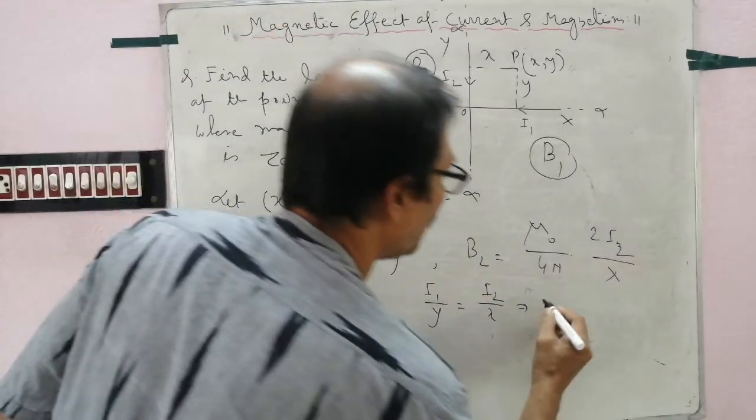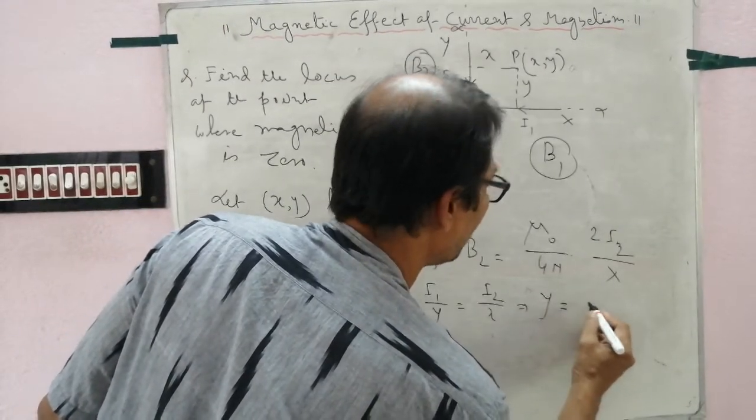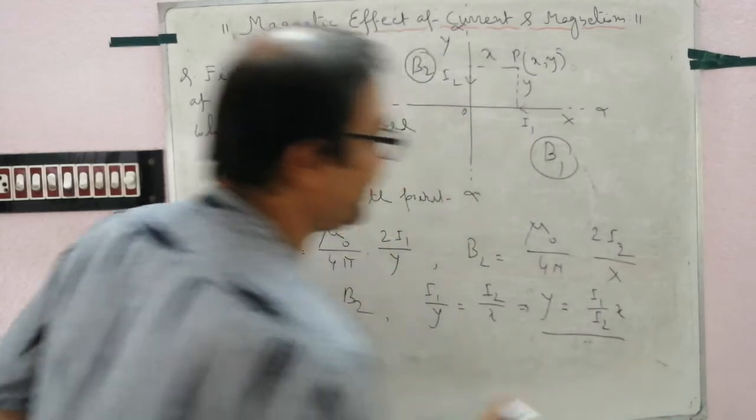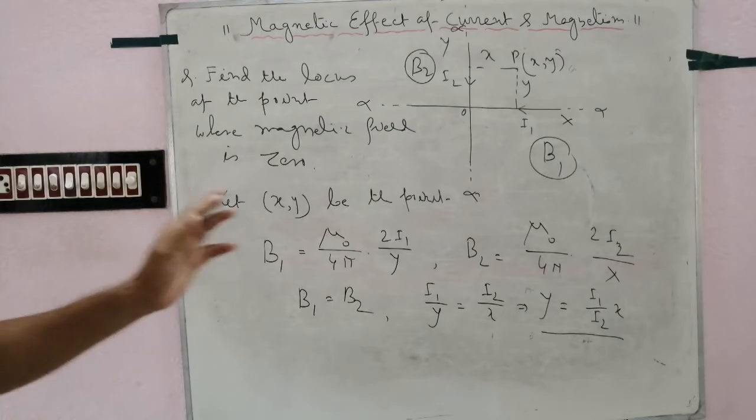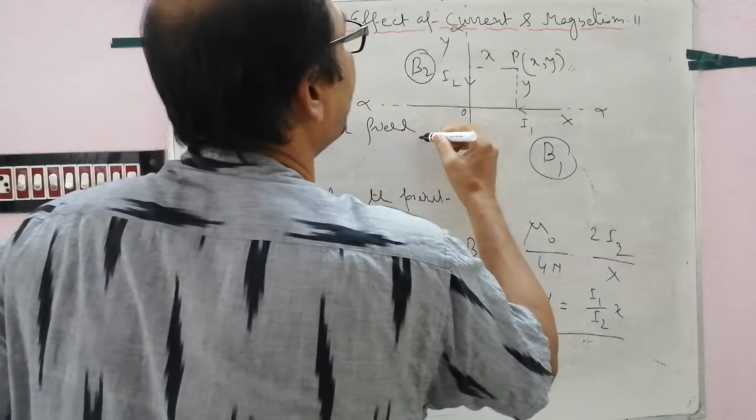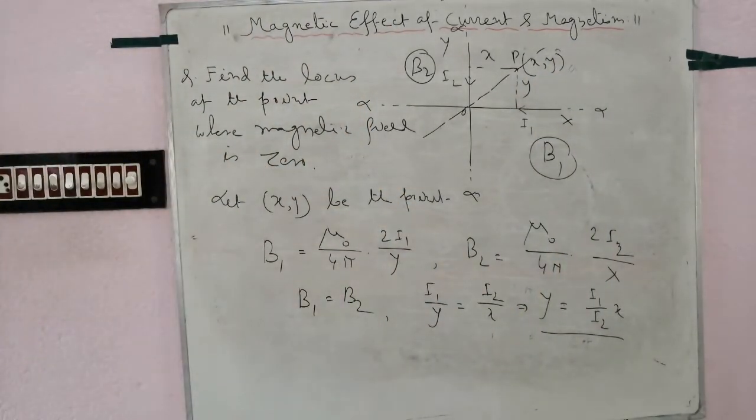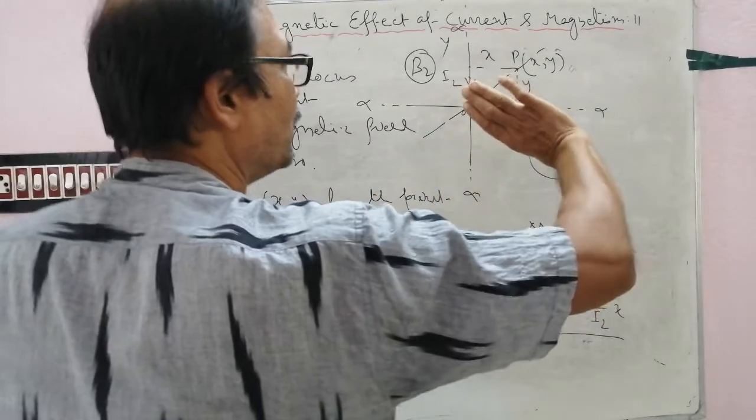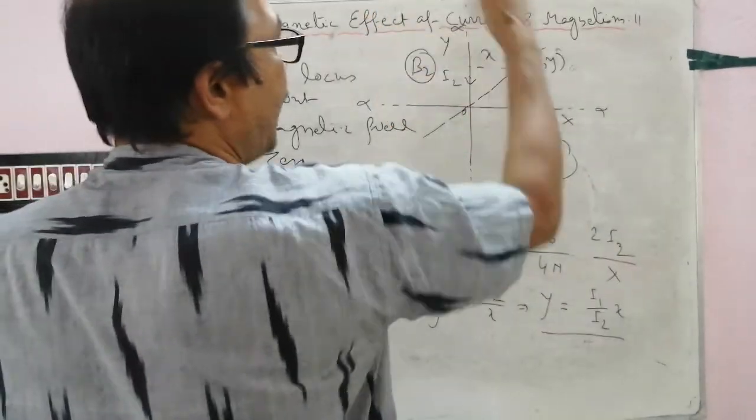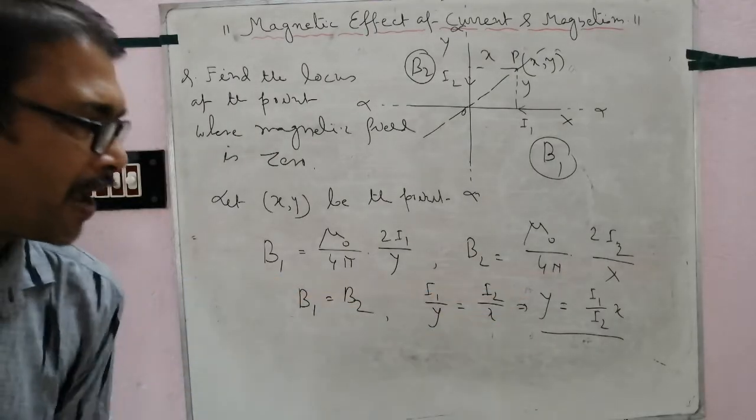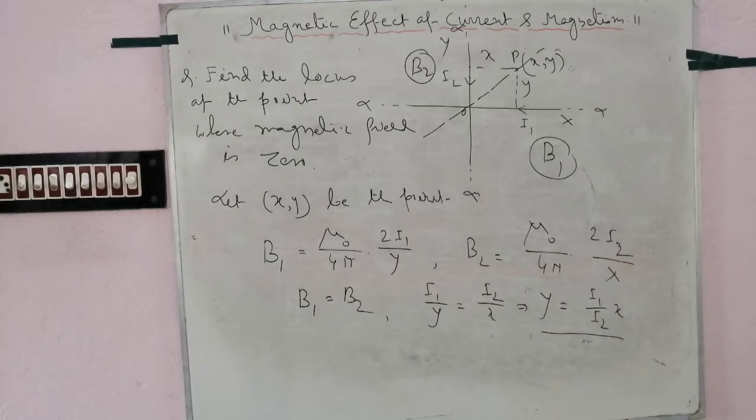So Y equals I1 by I2 into X. This is a straight line. So the locus of the point will be a straight line, in this way, and it must pass through the origin. Clear? This is another important question. Follow: the magnetic field for this wire is downward and for this wire upward, so at the point where the magnetic field is nil, the locus will be Y equals I1 by I2 into X. Note it.